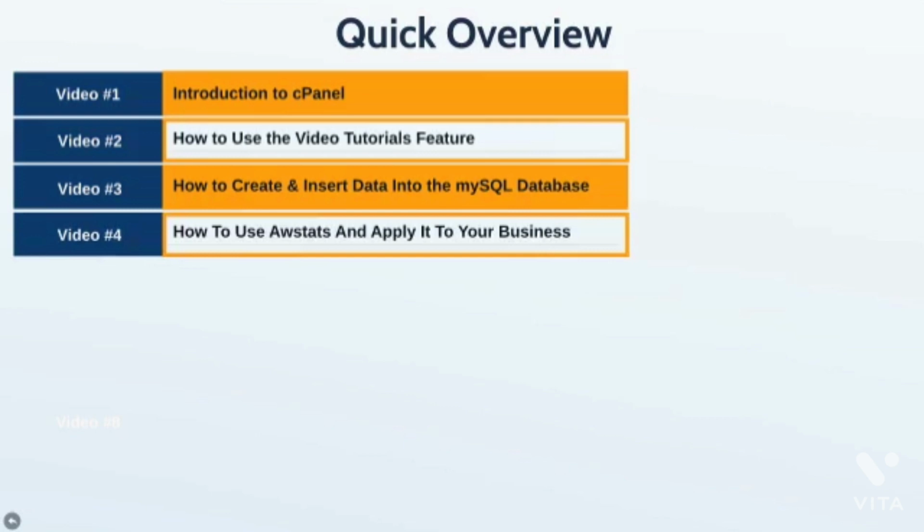Video number 4, we're going to talk about how to use AW Stats, which is a statistics program that analyzes and shows you what is happening inside of your website. And we'll talk about how to apply it to your business.